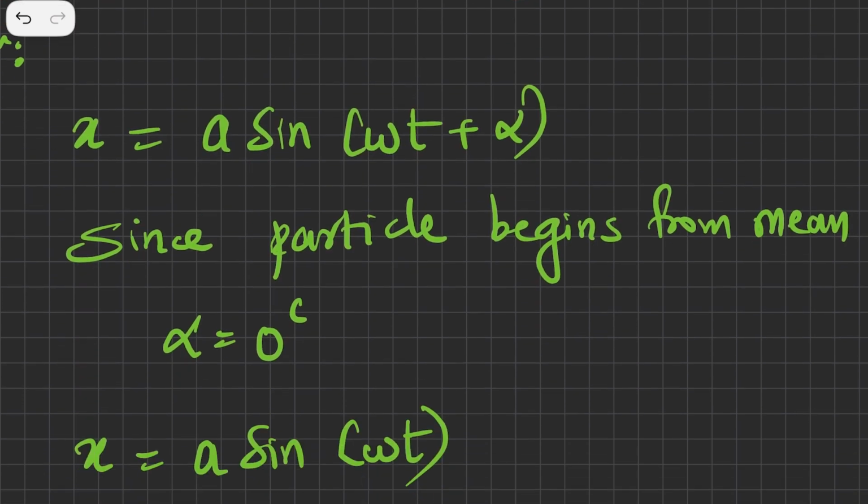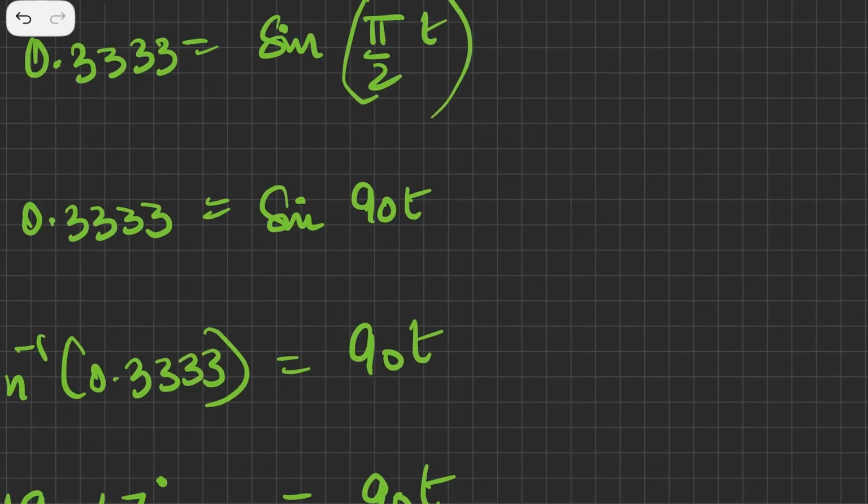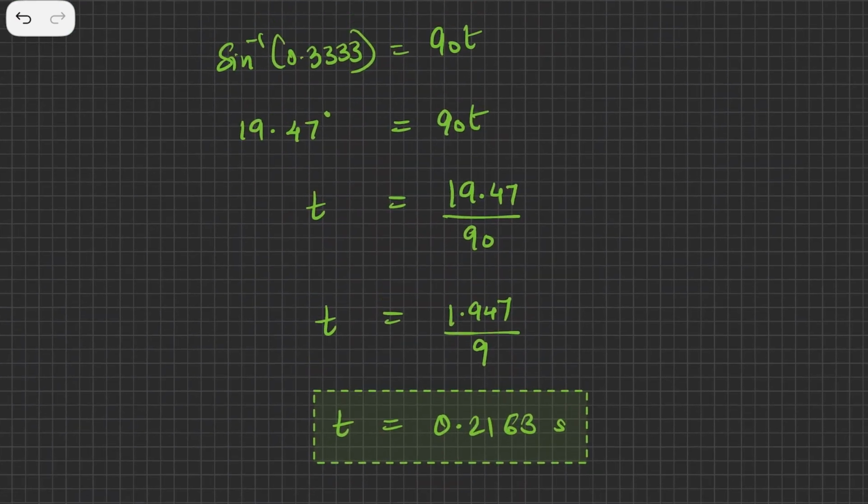Earlier I showed you how it could have taken 0.33 seconds, but it's not like that. It's not an equal division, because the velocity is maximum at the mean position and minimum at the extreme position. That's the reason we get the time as so much.